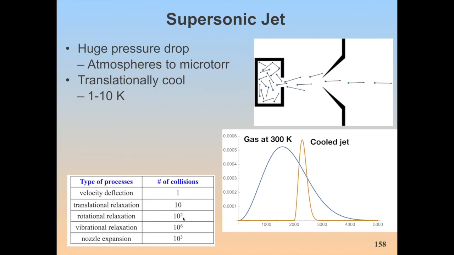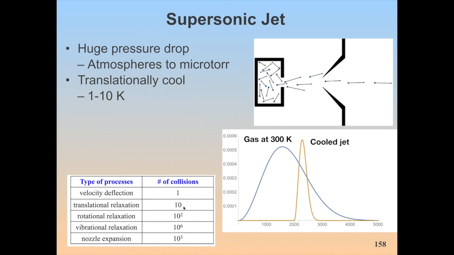Rotationally cooling takes about another 100 collisions for this to actually happen. Now to vibrationally cool things would need about 1 million collisions, but in this whole nozzle expansion here, we're actually only dealing with about 1,000 collisions. So there's not actually enough time to vibrationally cool the molecules, but there is plenty of time to rotationally cool them and translationally cool them.